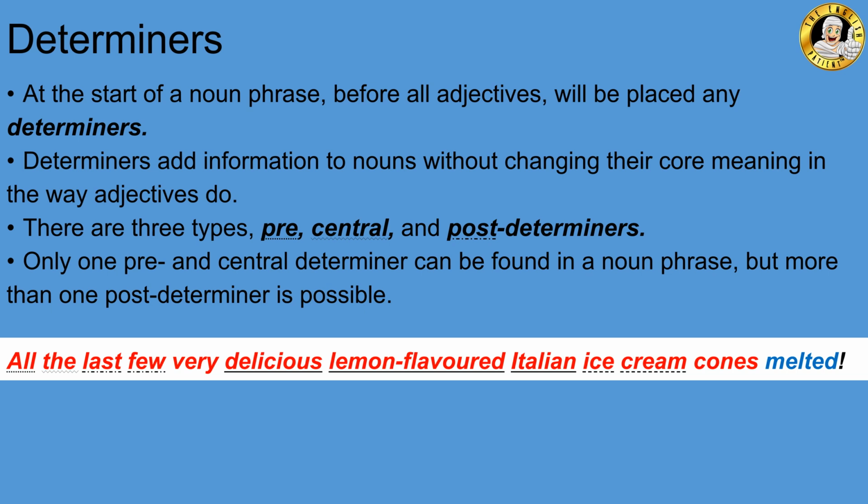And we have one predeterminer, all. We have one central determiner, the, meaning we know which ones. And then we have two post-determiners, last few.